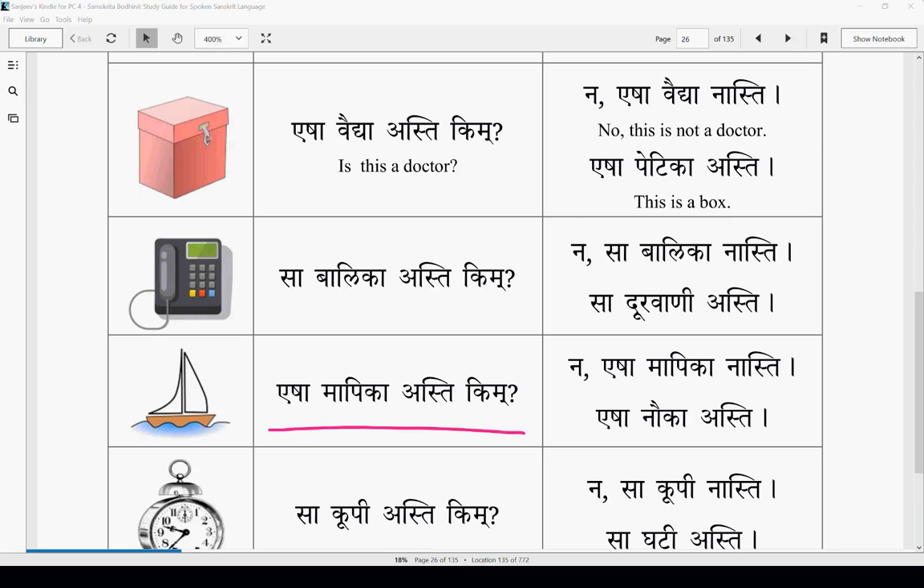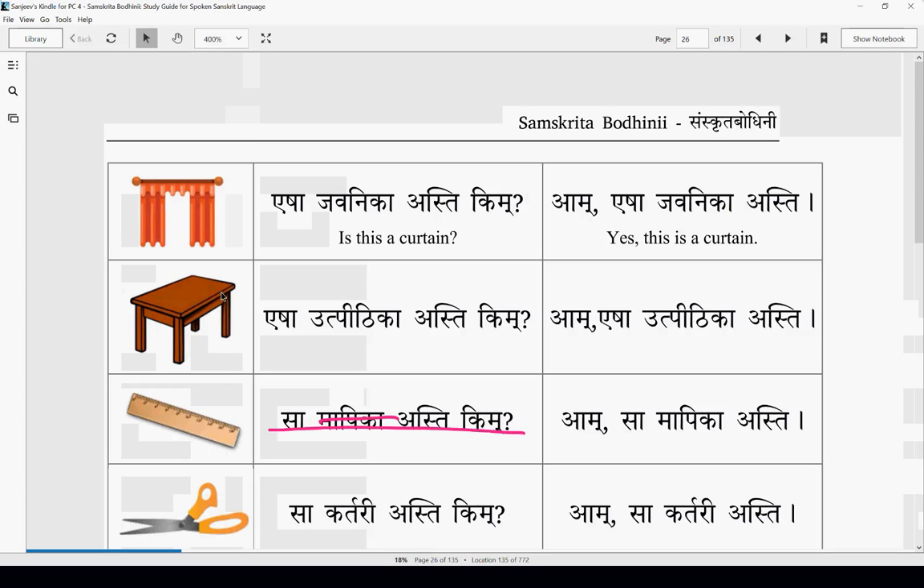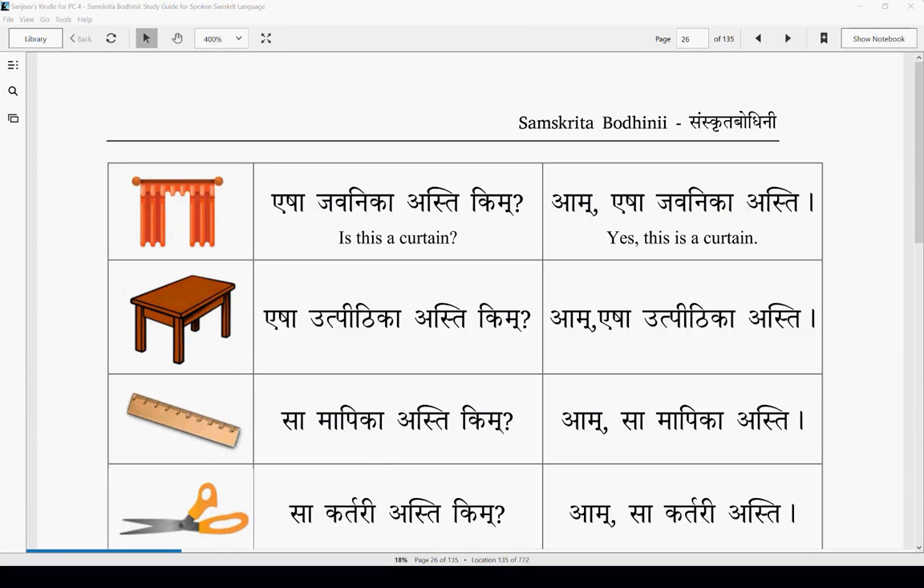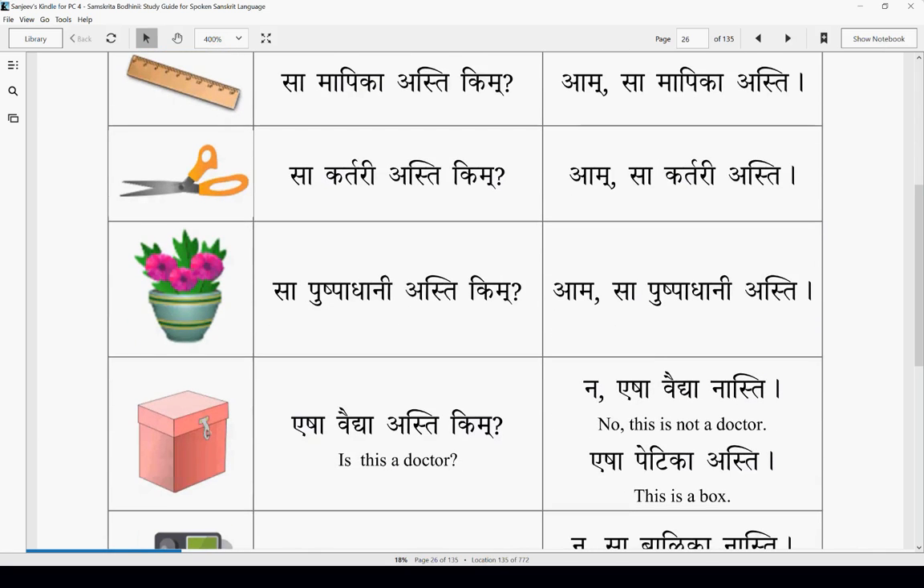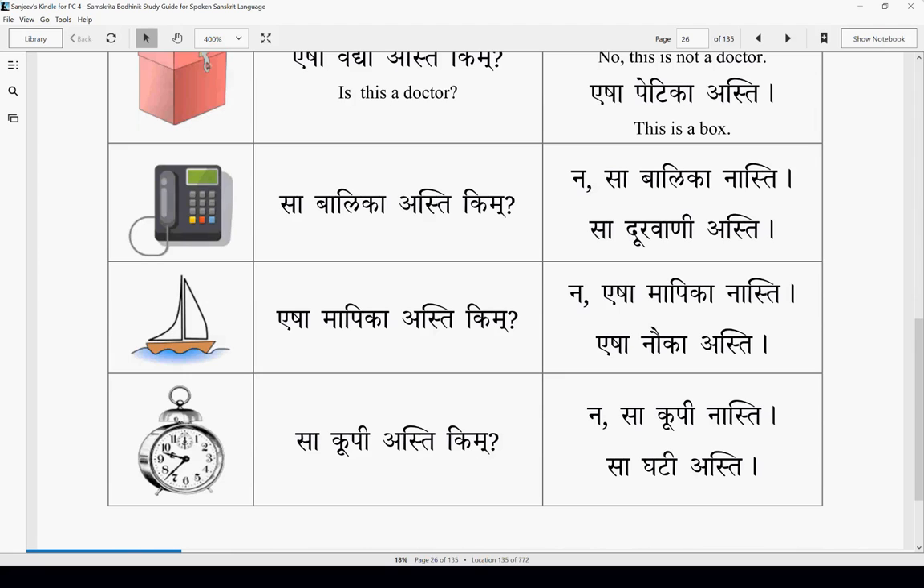Yeah, so what is Mapika? I thought it was telephone, but I don't think that's right. Ruler. So here was Mapika in the previous section. Ruler. So this Mapika is ruler here, just remember that. Okay, Mapika. Esha mapika nasti. This is not a ruler.